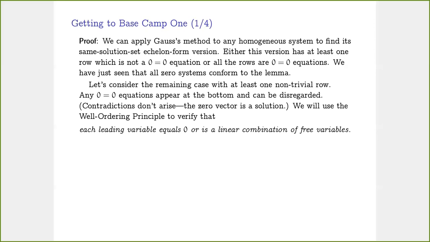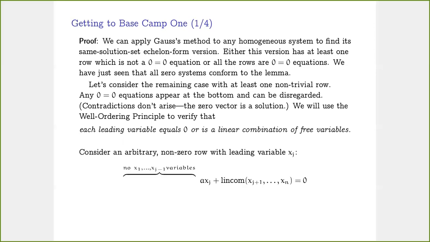This is what we've been doing when we've solved these systems. We write each leading variable in terms of the free variables being used as parameters. We want to show here that we can do it for any linear system. So consider an arbitrary non-zero row in our system with leading variable xj. So the variables are x1 to xj minus 1, xj, and then xj plus 1 up to xn, n variables. Now, we don't know which row this is in, but if xj is a leading variable, it's not going to have any of the x1 through xj minus 1 variables in it because those are going to be in columns to the left of the xj column.